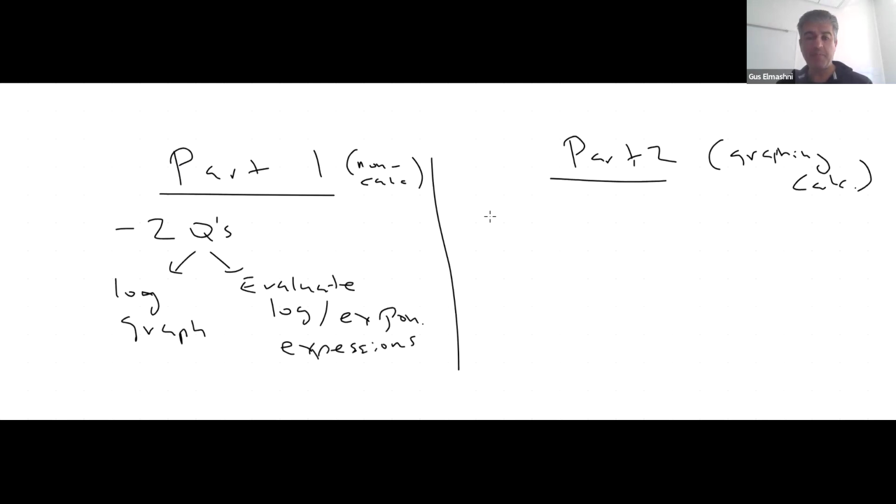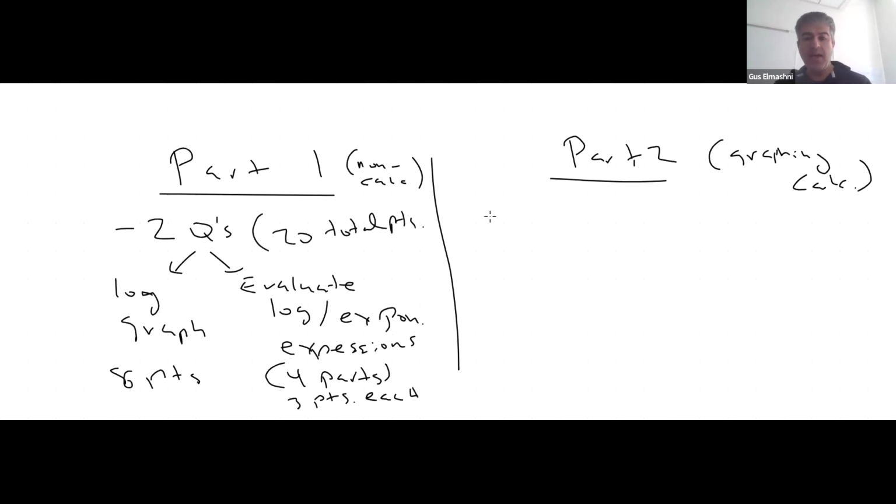There'll be 4 parts here. The log graph will be worth 8 points, and the expressions will be 3 points each, so it'll be 20 total points. Are we just graphing a log equation you give us? Correct. And I would say it should take about 20 minutes.